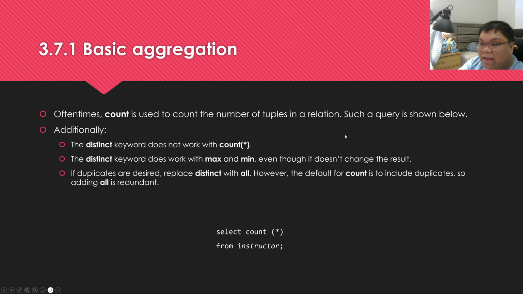Oftentimes, count is used to count the number of tuples in a relation. Additionally, the distinct keyword does not work with count star. The distinct keyword does work with max and min, even though it doesn't change the result. If duplicates are desired, replace distinct with all. However, the default for count is to include duplicates, so adding all is redundant. So select count star from instructor.